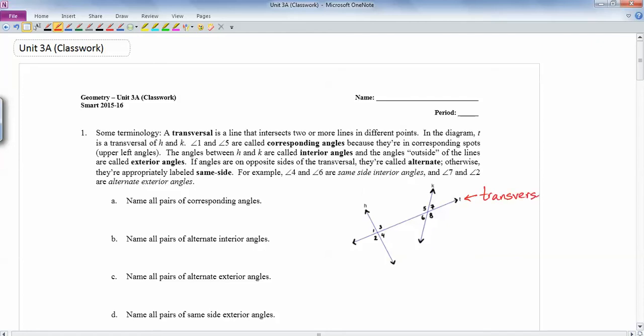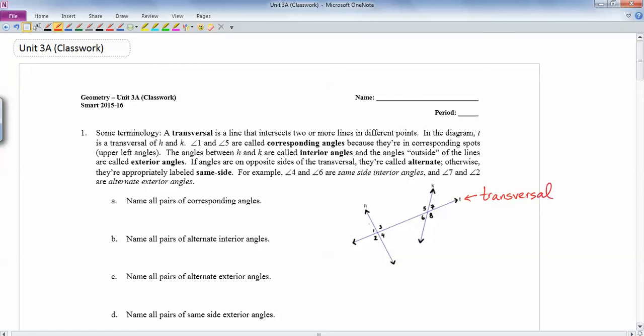And you can kind of think trans means something related to travel, like transportation, or translate would be to change, to move from one language to another. So it has something to do with moving. And I kind of think of the word traverse, which means to cross over. So the transversal crosses the other two lines.